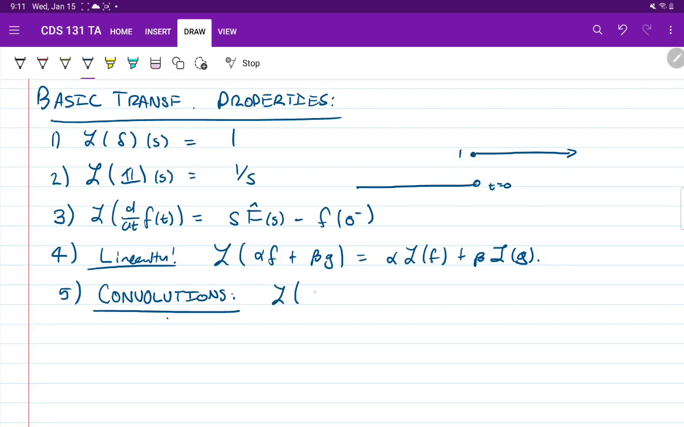So L of g star u, let me say I'm taking the convolution of these two signals, is equal to, if I evaluate this at s, g hat of s multiplied by u hat of s. Okay, so convolution becomes multiplication.